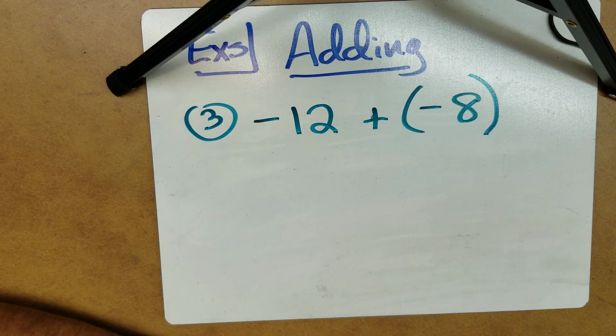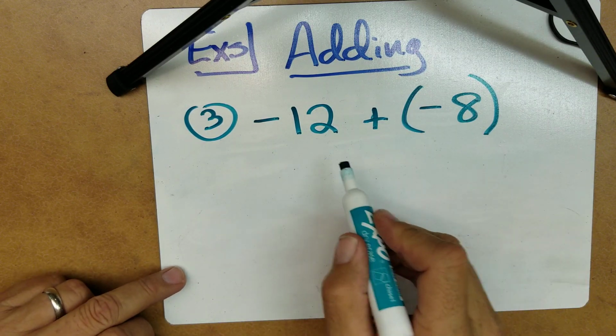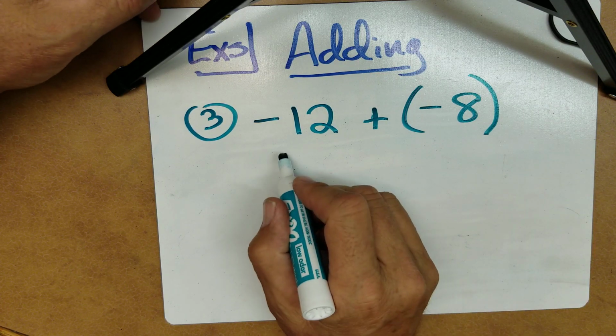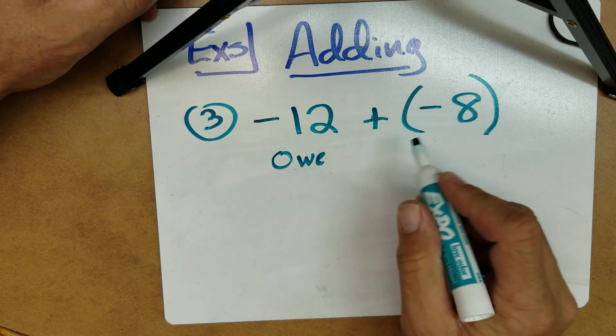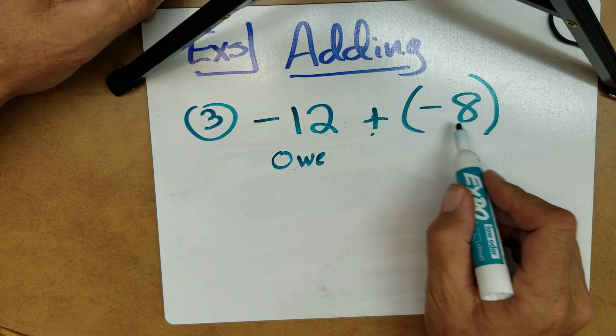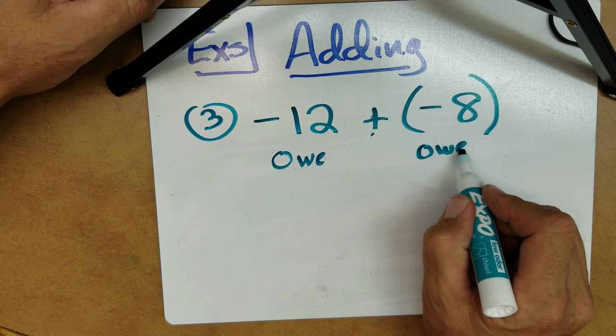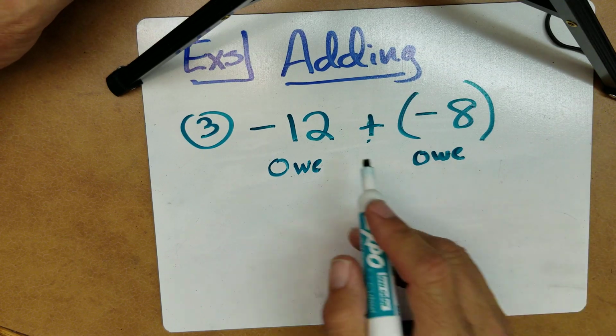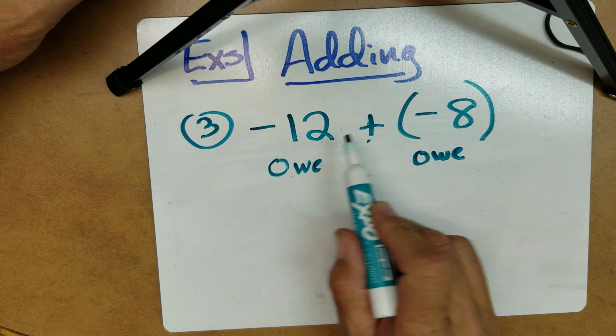All right, how about another example? Let's take a look at these here. This is a negative 12. By now, you should be able to do this in your brain. You should be thinking, I owe somebody $12. So here you owe $12. And don't you owe somebody else $8? Maybe it's me. Seriously, you got to stop borrowing so much money. But nonetheless, you owe me 12 and you owe me 8.